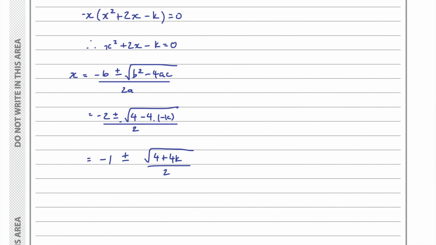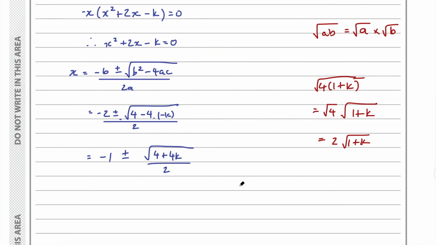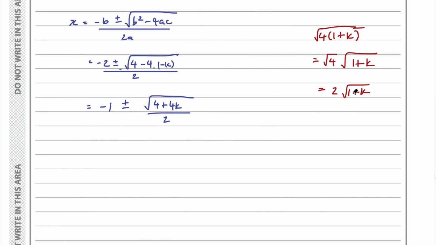Now looking at this term here, I could factorize a 4 out of the terms inside the square root. So I'll just explain what I'm doing over here. So this could be written as 4 times 1 plus k in brackets. And we know that the square root of ab can be written as the square root of a multiplied by the square root of b. So using that idea, I could write this as the square root of 4 times the square root of 1 plus k, which would just be 2 multiplied by the square root of 1 plus k. Okay, so using that idea, this here would evaluate to 2 root 1 plus k on the numerator, and then that 2 would cancel out with the 2 in the denominator. So this could be written as negative 1 plus or minus the square root of 1 plus k. Okay, so I have a simplified expression for the values of x.